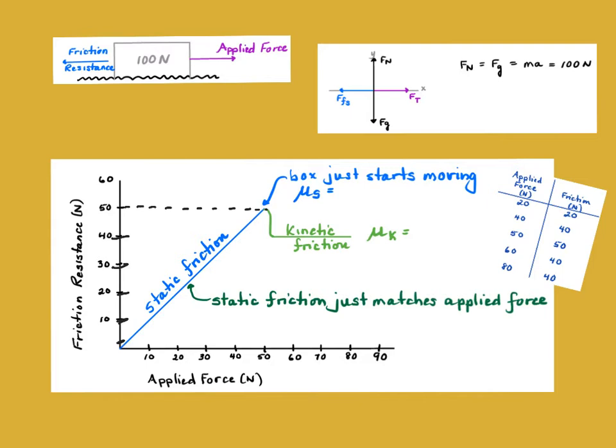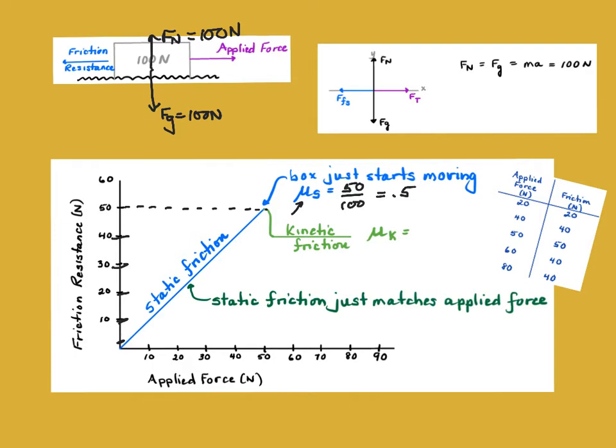In this case, the normal force is 100 Newtons, right? The force of gravity would be 100 Newtons. So our normal force, because it's not accelerating up or down, would be 100 Newtons. The force required to get the box moving was 50 Newtons. This is 1/2 of the normal force. So the coefficient of static friction is going to be 50 over 100, or 0.5.